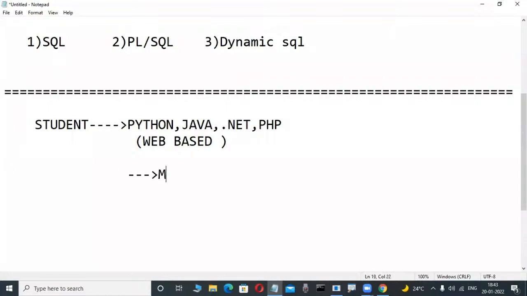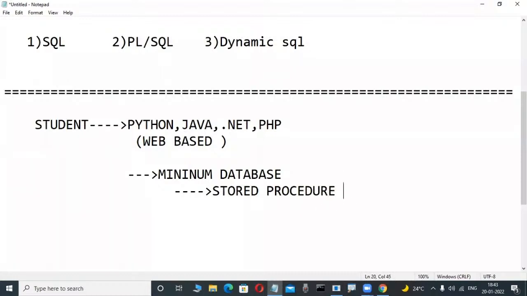Why? Because Java programmers use JDBC, and on the project side they compulsorily use relational databases. .NET programmers have ADO.NET, and with that they also use databases. In databases, minimum knowledge means stored procedures, a regularly used concept. That's why when Java or .NET programmers attend an interview, many interviewers ask: write a query to display the highest salary employee, write a query to display the second highest salary employee, what is a join, write a query to delete duplicate rows from a table. So many predefined queries they ask.